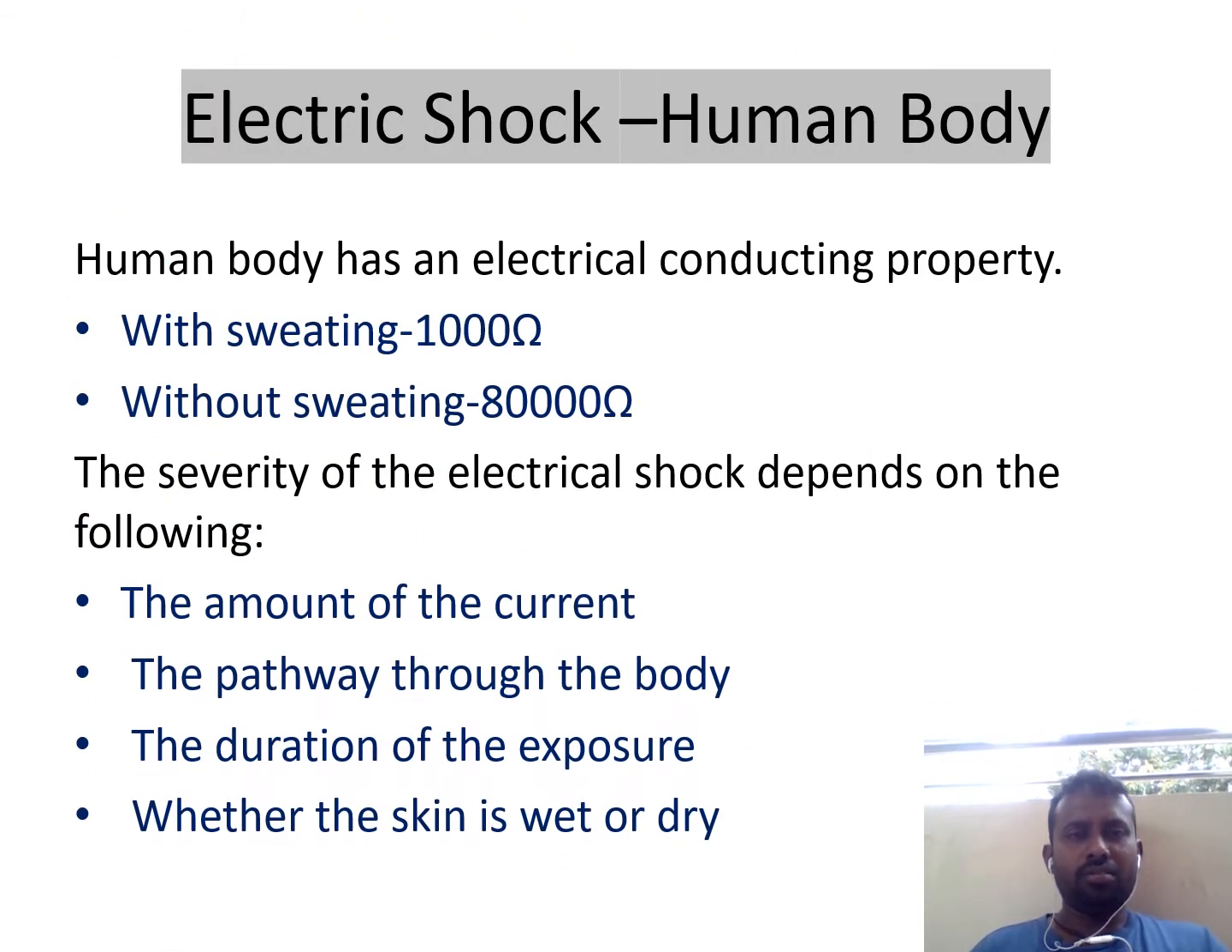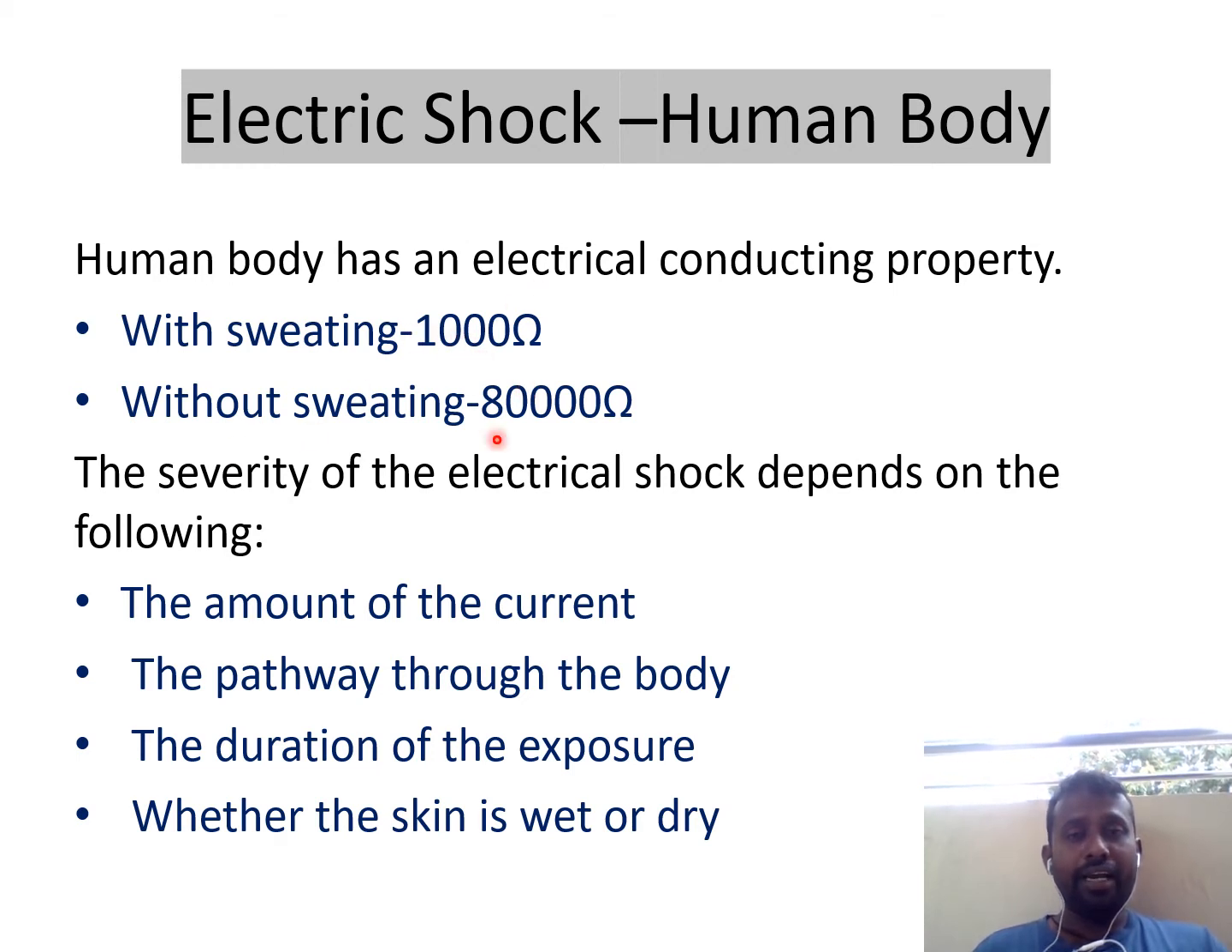Now why do we get electric shock? Generally the human body has electrical conducting property. If we are sweating, that is, sweat is nothing but salt coming out of the body, so the resistance generally decreases. Without sweating it is 80,000 ohms, and with sweating it is 1000 ohms.